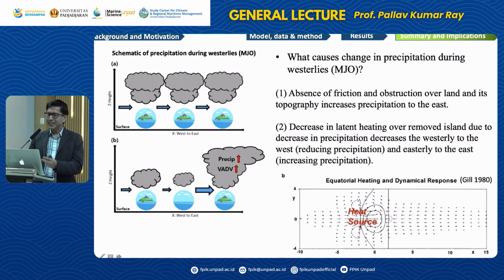So if you remove this heat source, or if you remove Borneo Island, then those westerlies will actually decrease, correct? And that's exactly what is happening. If you remove Borneo, the westerlies are actually decreasing to the west of Sumatra. So if the wind is decreased, that means it is not able to bring as much moisture as it was bringing earlier. So that leads to less precipitation over Sumatra.